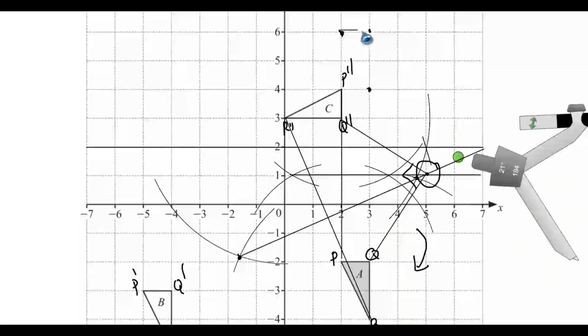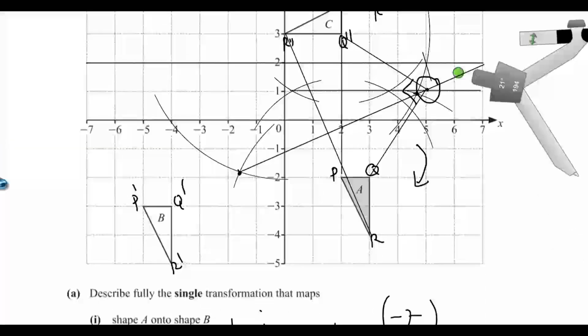So let's connect the points together. This, this, and this. You may want to rename this. This will be R prime prime prime. This will be Q prime prime prime, and this will be P prime prime prime. So let's see the next question there.